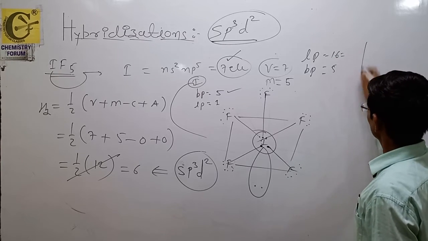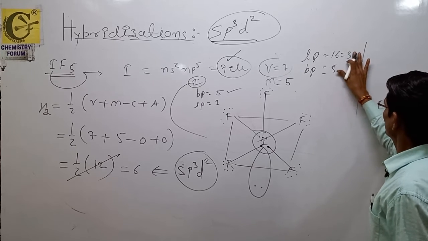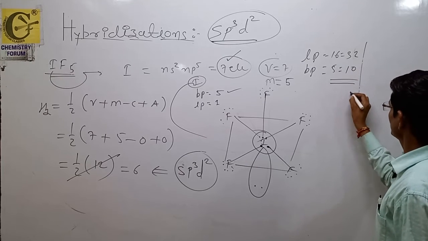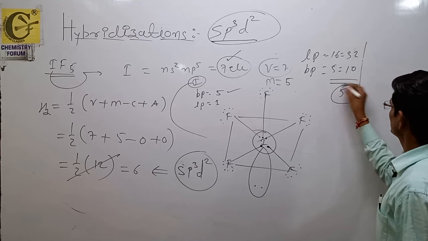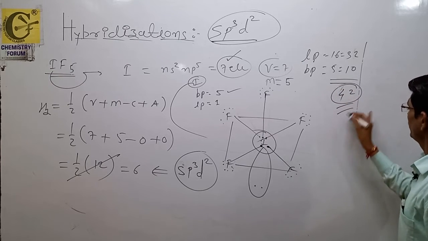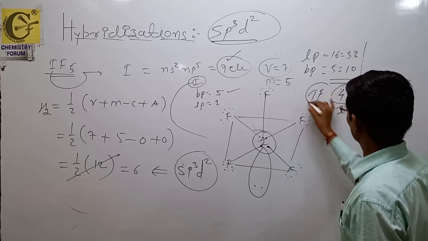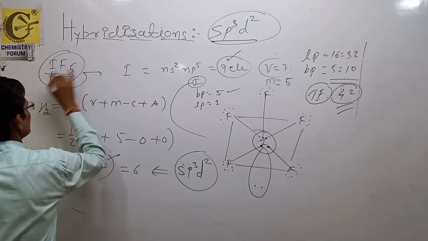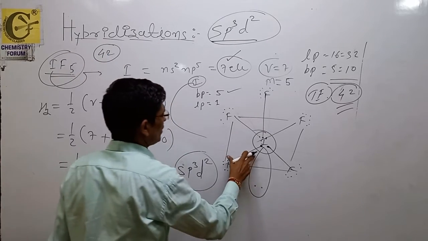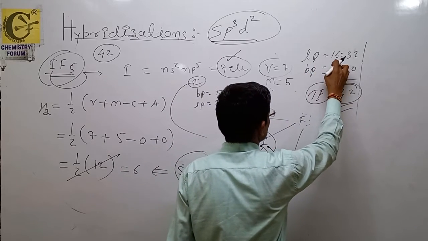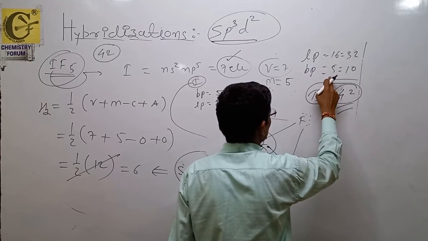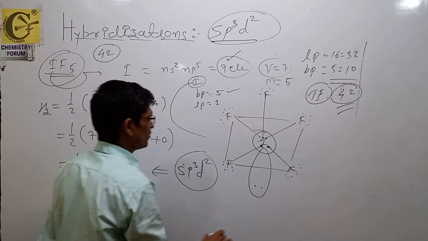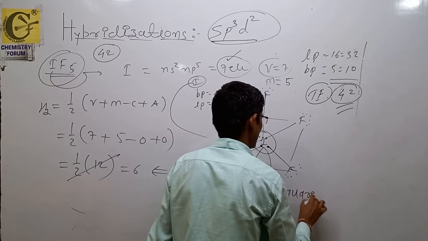Now 16 lone pairs make 32 electrons, and 5 bond pairs make 10. The total number of electrons we calculate is 42. That is the total number of electrons in the IF5 molecule: 42 electrons. Lone pairs 16, total 32 electrons, bond pairs 5, total 10 electrons, equal to 42 electrons. So this molecule has the geometry named square pyramidal.